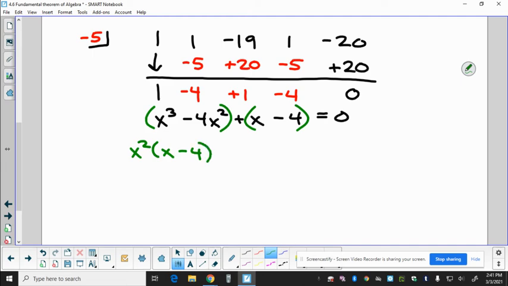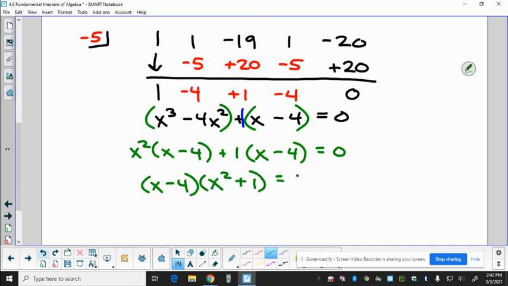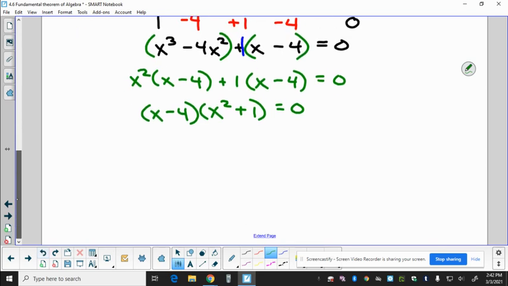Now I got to show you something. There's technically, let me use a blue pen here, a 1 right there. And that's important because there is no greatest common factor. So when you write this out, that 1 is needed for grouping. Greatest common factor is x minus 4. And then you have x squared plus 1 left over as the other factor. So that's why it was important to use that 1.